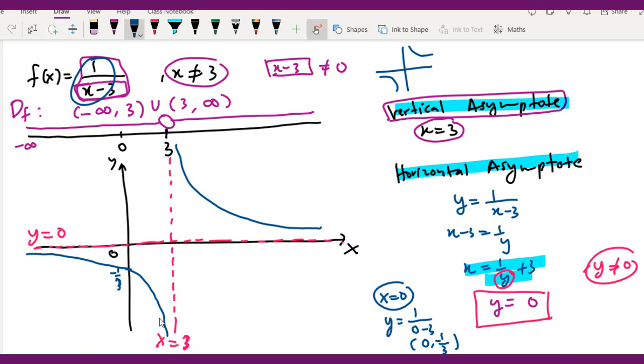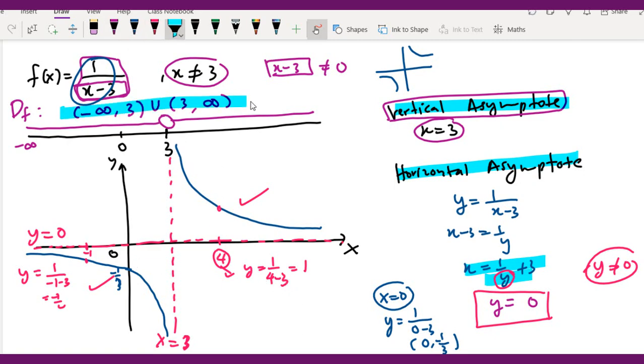You can check one more value. Let's say x is 4. Substitute 4: y equals 1 over 4 minus 3, which is 1. So this is the correct graph. At the same time, choose negative 1. Substituting negative 1 gives negative 1 over 4. So this graph is the right graph. This is the domain.